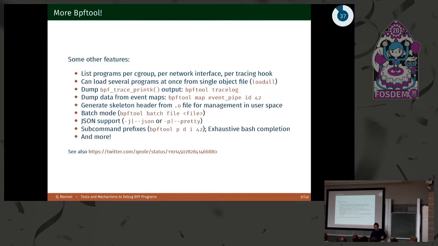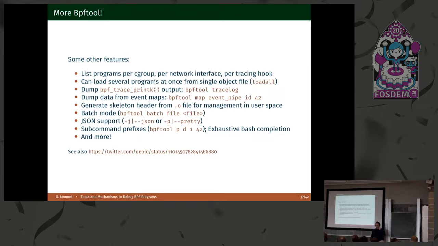So that's for test runs. Some additional features for bpftool, without any screenshots, because they're too small anyway. We can list programs per cgroup, per network interface, per tracing hook, so we can really inspect what we have at that tracing hook. We can load several programs at once, which is especially useful when you have a number of programs with what we call tail calls, where you jump from one into the other one.